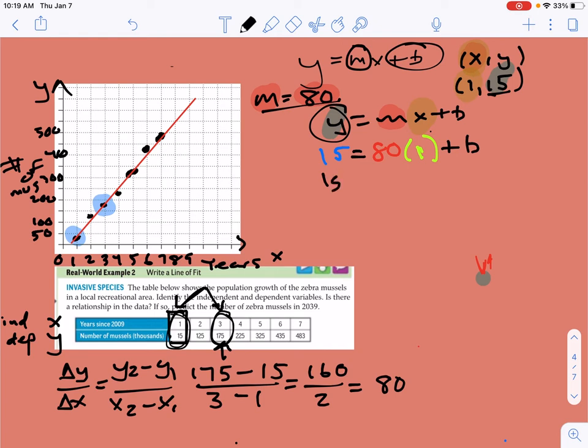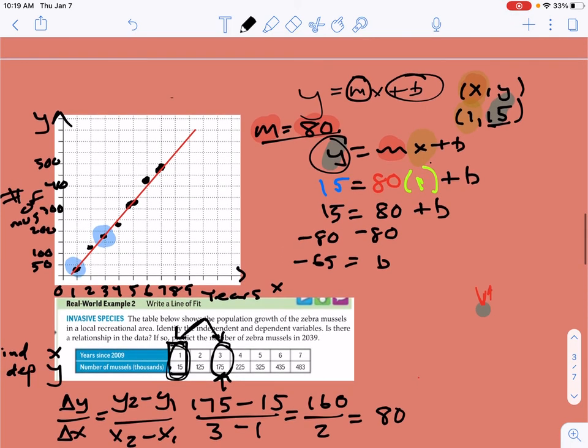So you get 15 equals 80 times 1, which is 80, because mx is saying m times x. So you got to multiply those, plus b. So let's subtract 80 from both sides. This is what we do when we are trying to solve for a variable, is you get the variable by itself. And then you should get b is equal to negative 65.